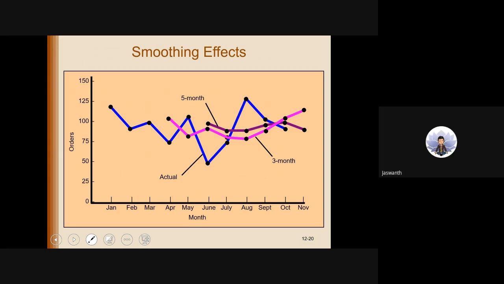Purple. Yeah, Jaswant, I could not hear what you said. Purple. The purple one is smoother. Okay. So when the purple one is smoother, does it mean that it is a good one? Is it a better curve than the 3 month moving average?